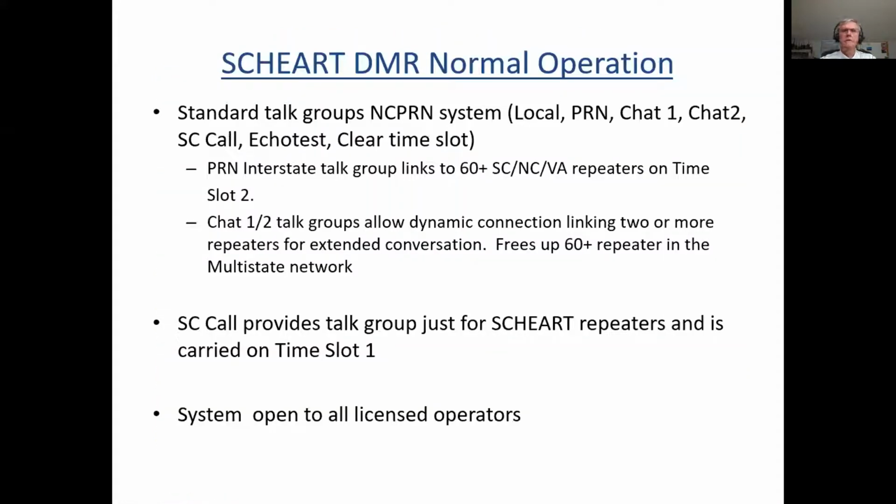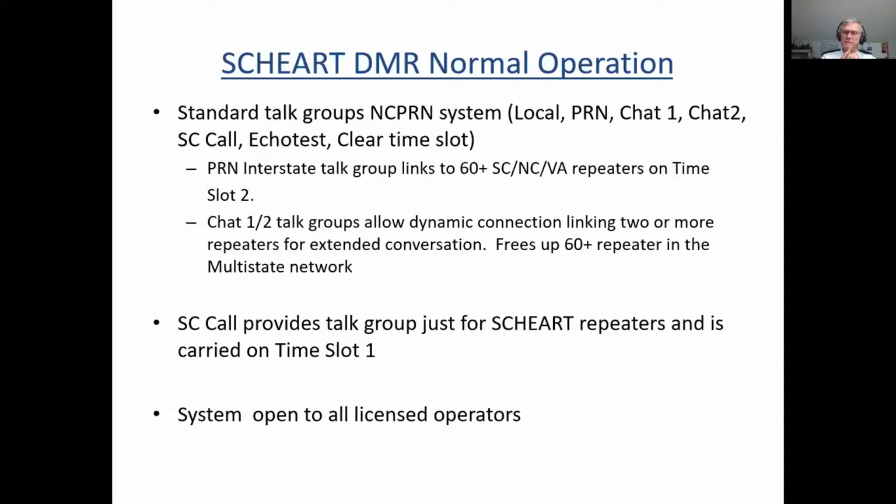Okay, now we're getting to the meat and potatoes of how it's being used. Normally the DMR system's open for any amateur radio operator to use it. We carry the same talk groups on every repeater, and the same talk groups are carried on the North Carolina system. That's a local channel, a multi-state channel, a Chat 1, Chat 2 channel.